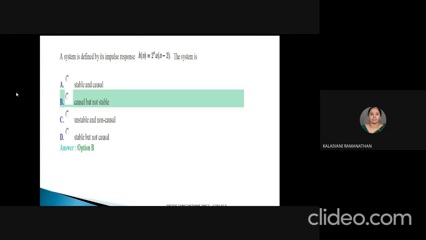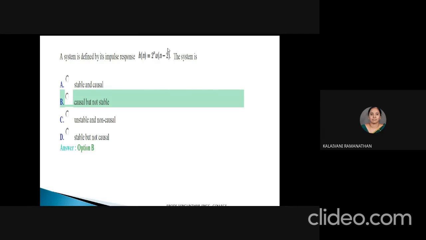Next question is, a system is defined by its impulse response h of n equal to 2 power n u of n minus 2. The system is stable and causal, causal but not stable, unstable and non-causal, or stable but not causal. So first you have to check whether the system is stable or not. For stability, it has to satisfy the condition that summation n equal to minus infinity to infinity of modulus of h of n should be less than infinity. But in this case, you will have summation n equal to 2 to infinity of 2 power n. So this will not be less than infinity. So it is an unstable, not stable system.